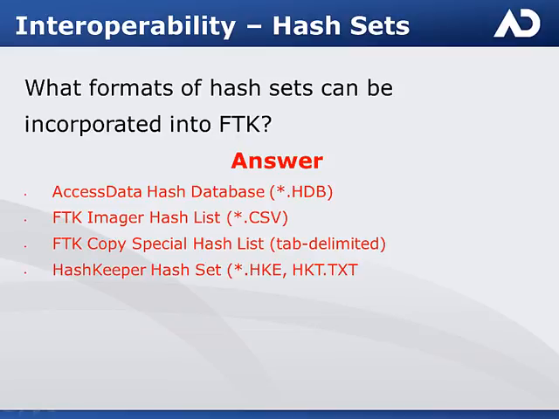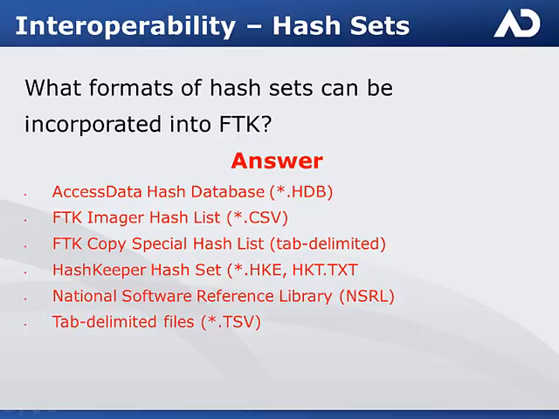The hash set from HashKeeper application can be HKE, HKT, .txt. And the NSRL, National Software Reference Library hash list. You can incorporate tab delimited files and a .hash file format. And of course, you can incorporate FTK's own KFF, known file filter.